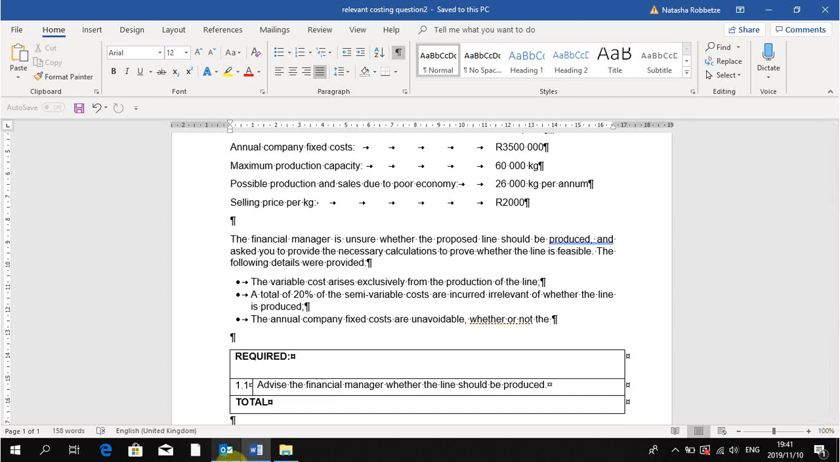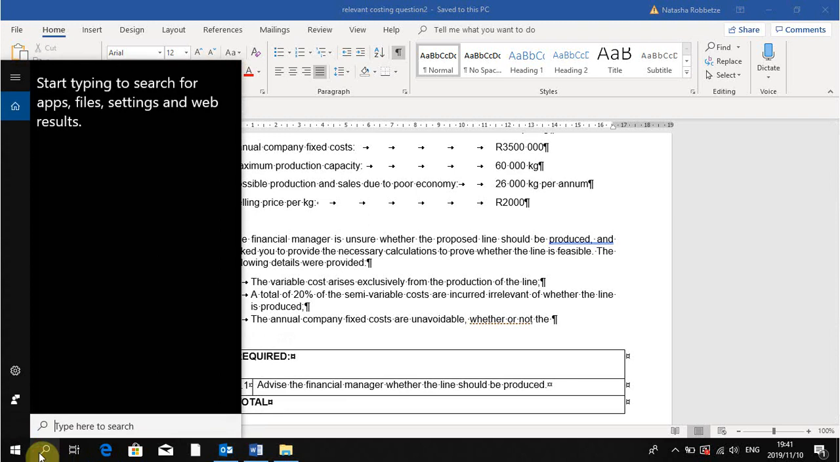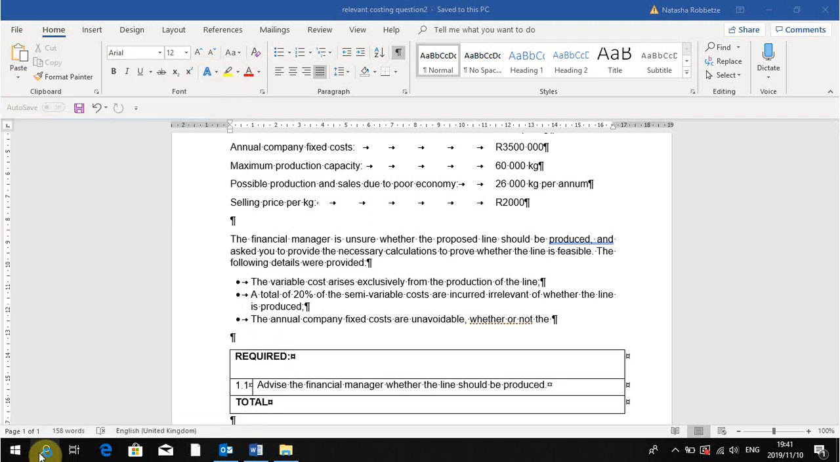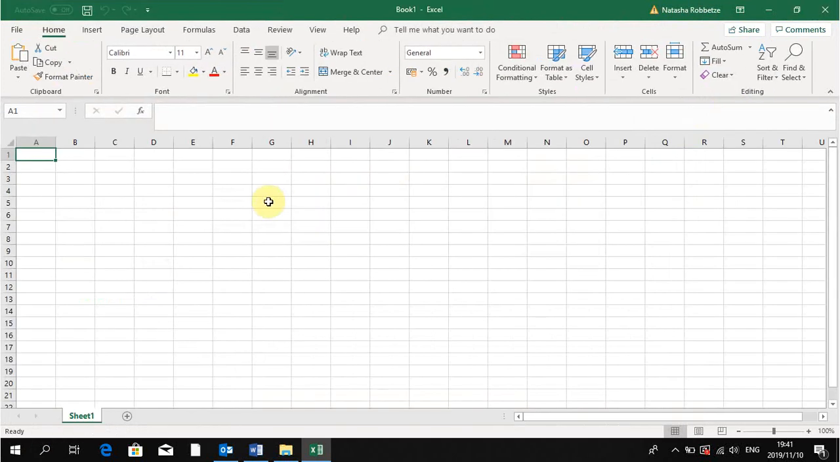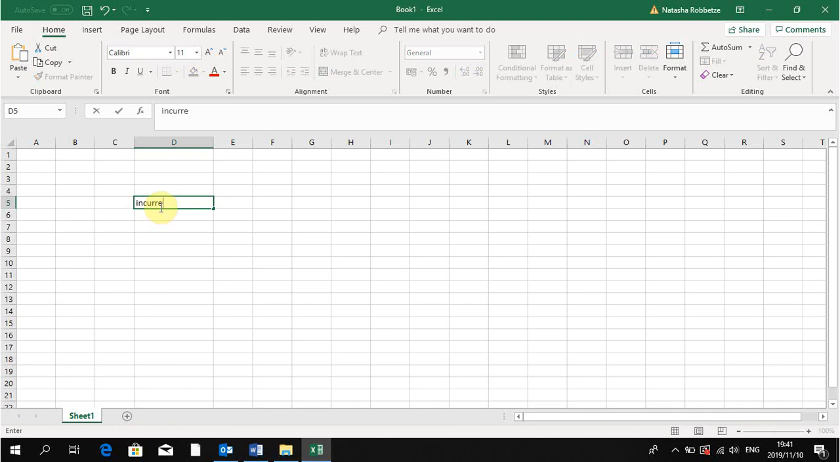So there are a few very important principles that you need to understand when it comes to relevant costing. I just want to open an Excel spreadsheet when I talk about this. For relevant costing, you need to go and see whether this is a cost that can be avoided or not. So basically, you need to see, will it be incurred anyway, or is it incurred due to the product or service that you want to provide.